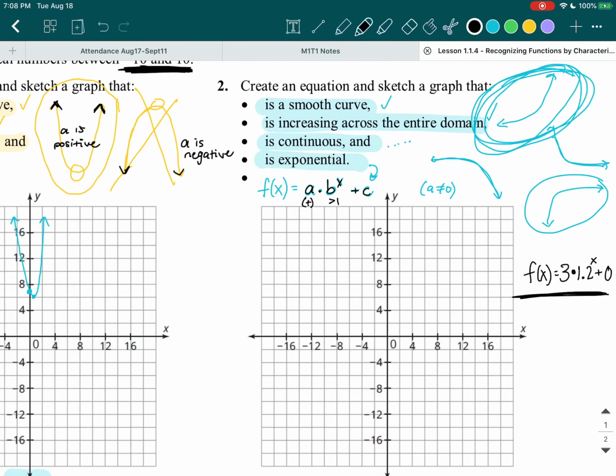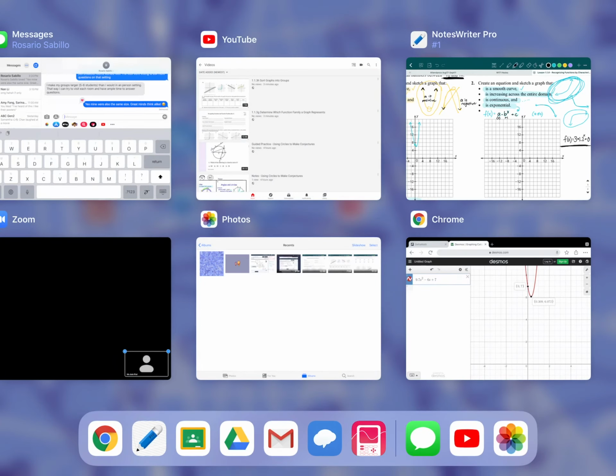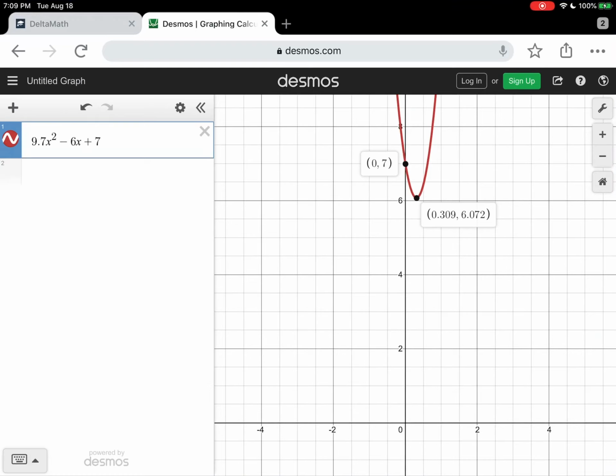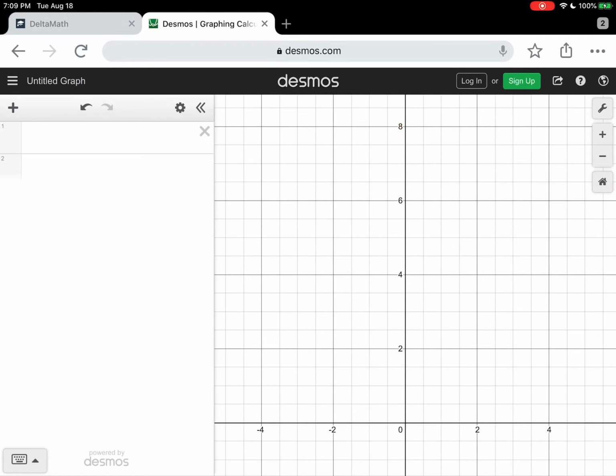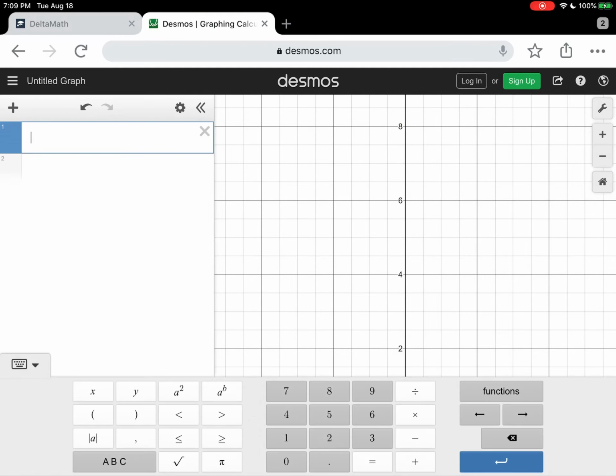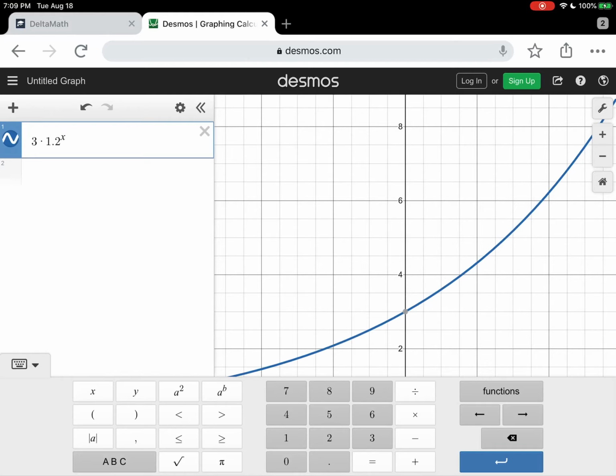Now that you have your equation, let's type it into Desmos. Go back to your Desmos, and let's get rid of this first equation, and let's type our next one. So 3 times 1.2, and how do I make it to the power of x? Remember, next to the x and y there's a squared. Well, next to the a squared there's a to the power of b. Press that one, and then that means you can type your exponent. So then you put your x there.